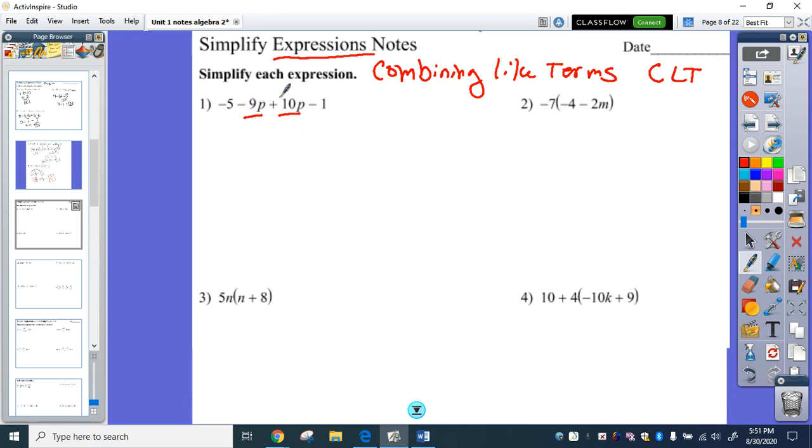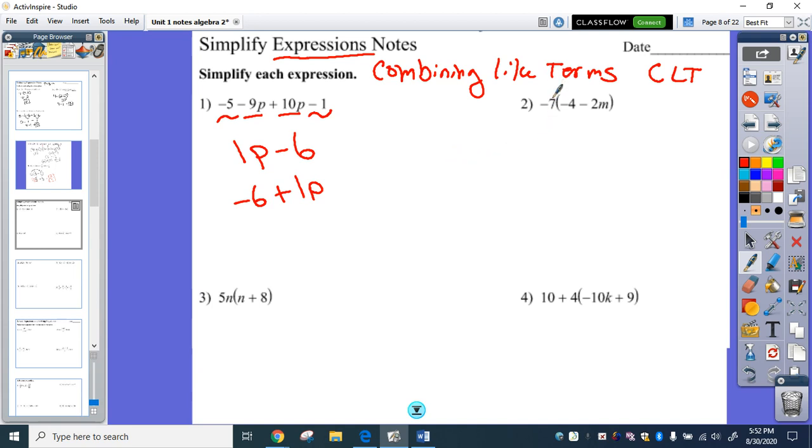So we are going to go through here and we're going to add together anything that is a common term. So negative 9p plus 10p would be 1p. Now the 1 is optional, again, because the 1 is understood, as we like to say. And then we have negative 5 plus a negative 1, which would get me negative 6. So you could either write this as negative 6 plus 1p or 1p minus 6. Both of these would be the exact same answer.